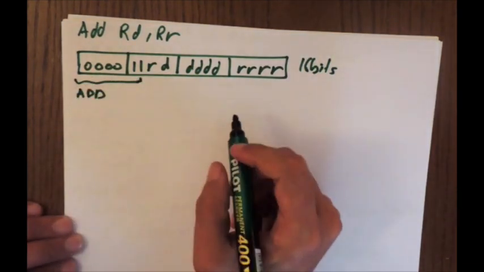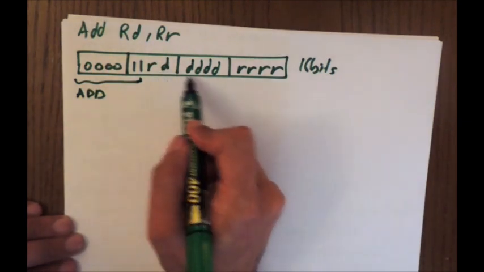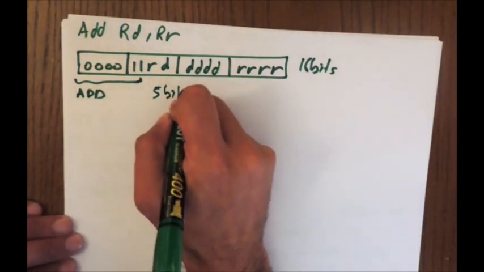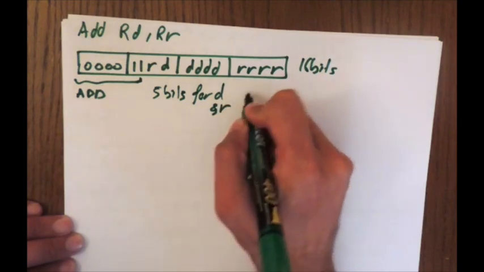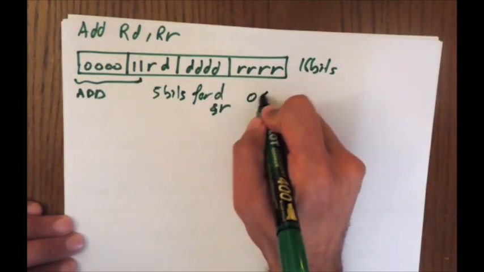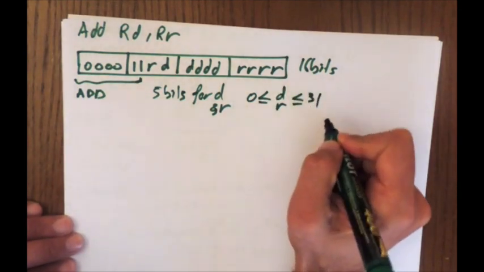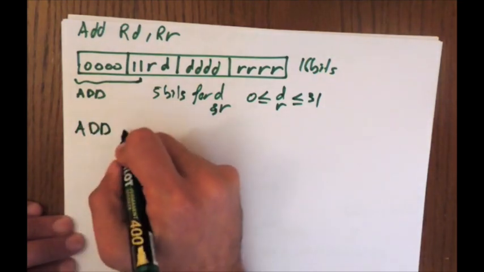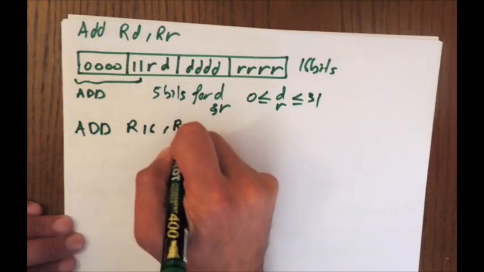The first part tells me that this is an add instruction. This is the opcode. Now, the way its layout is, we have 5 bits for D and 5 bits for R. So now you understand why with add we can access the whole GPRs, D and R up to 31. So let's take an example. Let's say I need to have add R16 and R17.